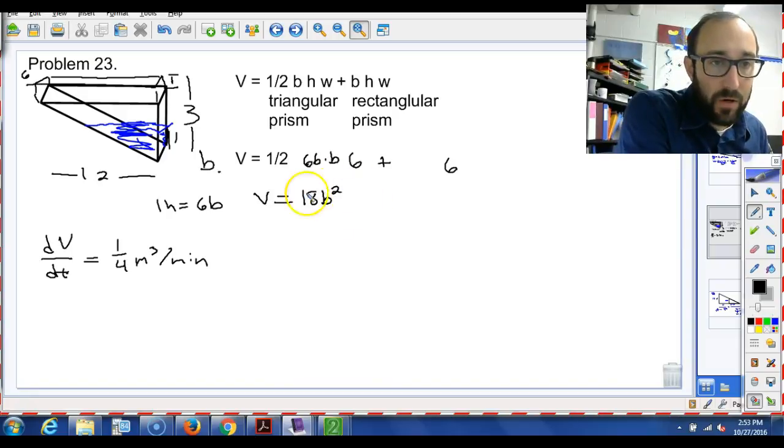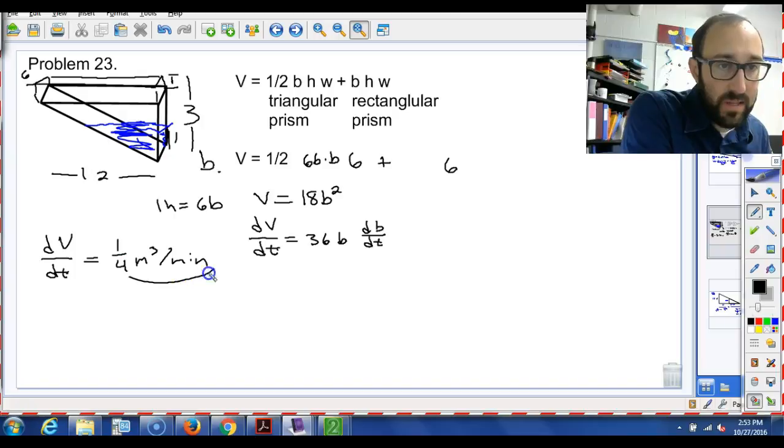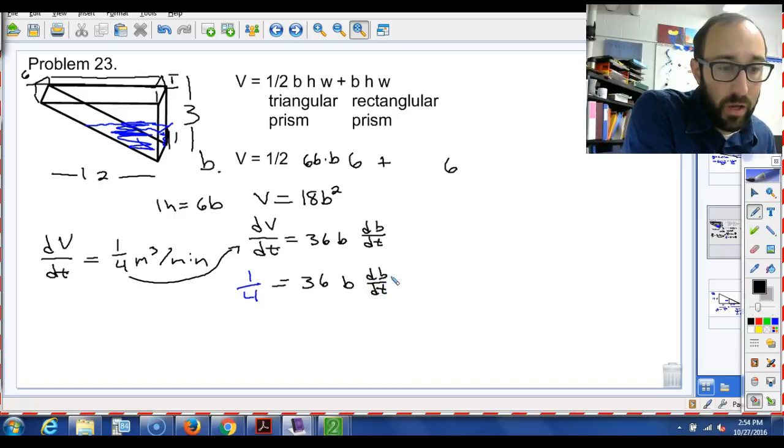Okay, so now we're going to rewrite this. Find the derivative. dV over dt equals 36b times db over dt. Well, we know how much the base is changing because, actually we don't know how much the base is changing, that's what we're trying to find out. We know how much the volume is changing, so we're going to take this and plug it in for that guy right over there, right? So we can say 1/4 is going to equal 36b db dt.